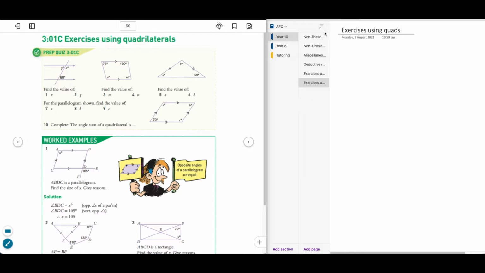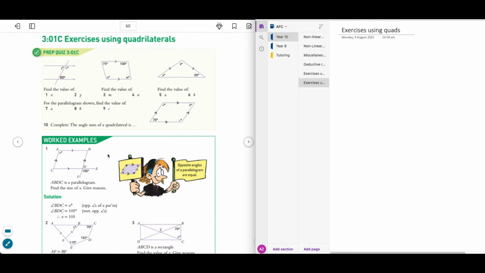Hello everyone, welcome back. In today's lesson, I'm going to go through some exercises using quadrilaterals, or you can say quads. These questions are going to be similar to the questions you've done before using triangles and parallel lines, but remember, there's going to be some reasoning which you may not have come across before, so be prepared for it. Okay, so let's get started.